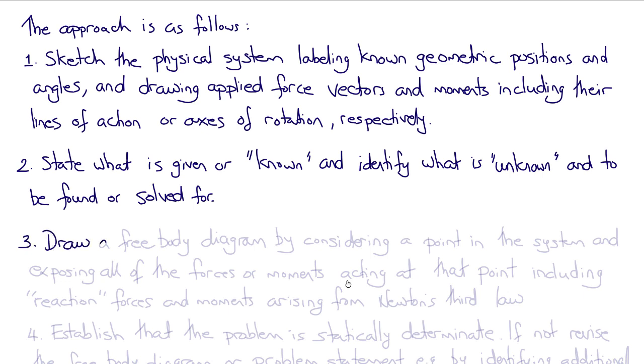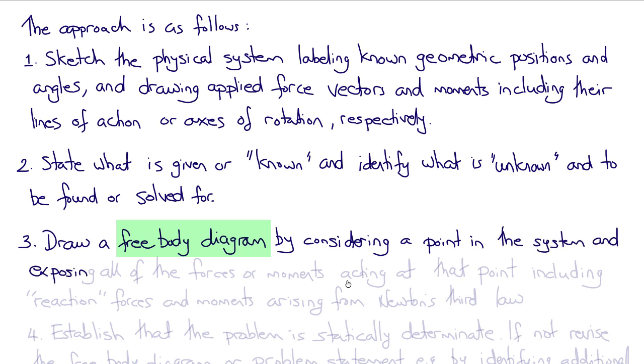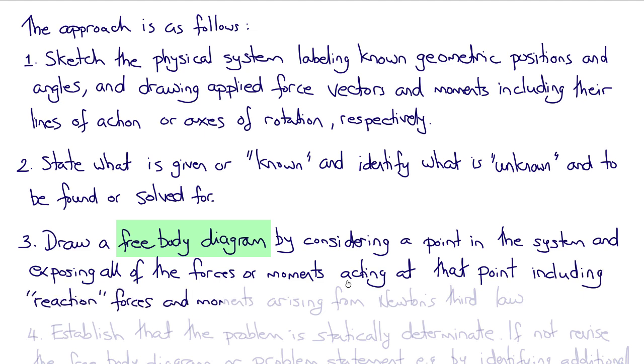The third step is to draw a free body diagram by considering a point in the system and exposing all of the forces or moments acting at that point, including any reaction forces and moments arising from Newton's third law. And so sometimes this involves making an imaginary cut in structures or members to expose conceptually that reaction force.